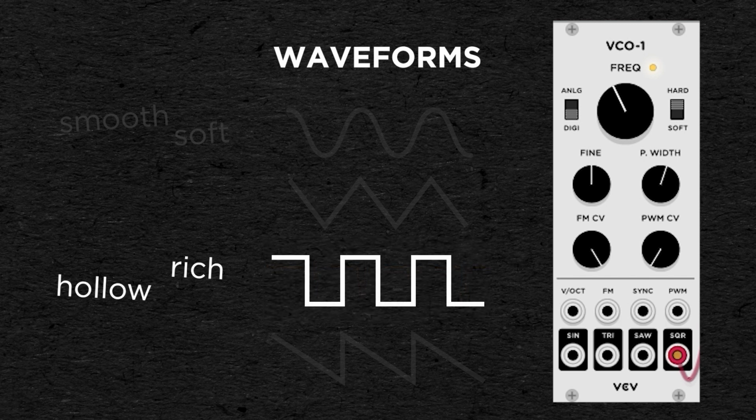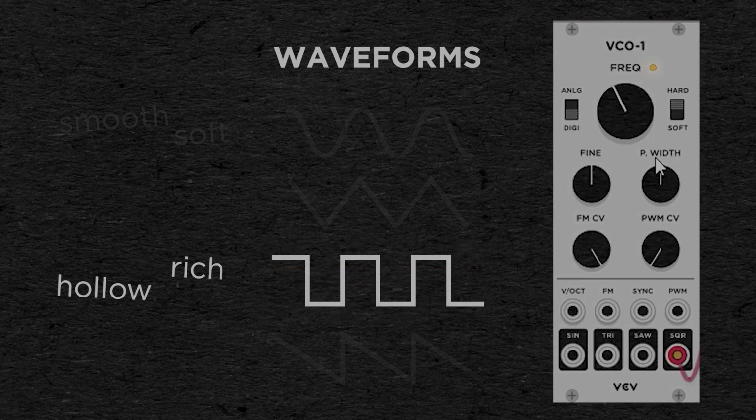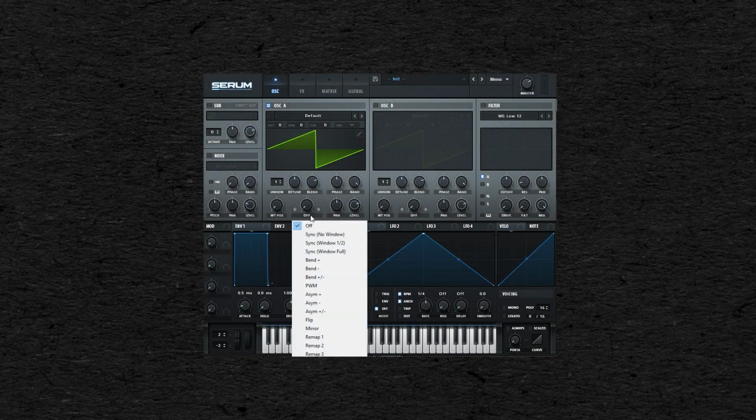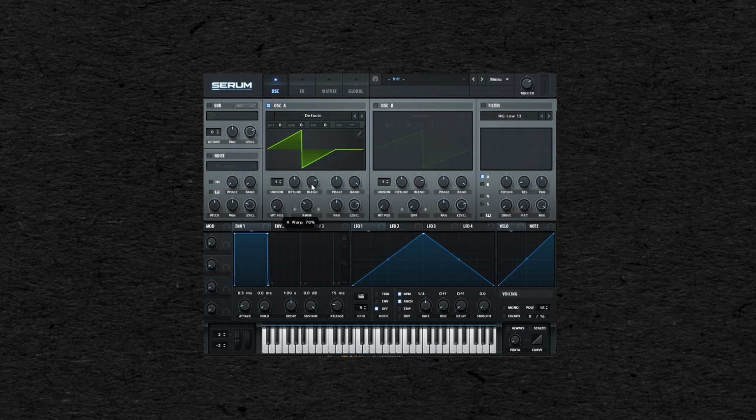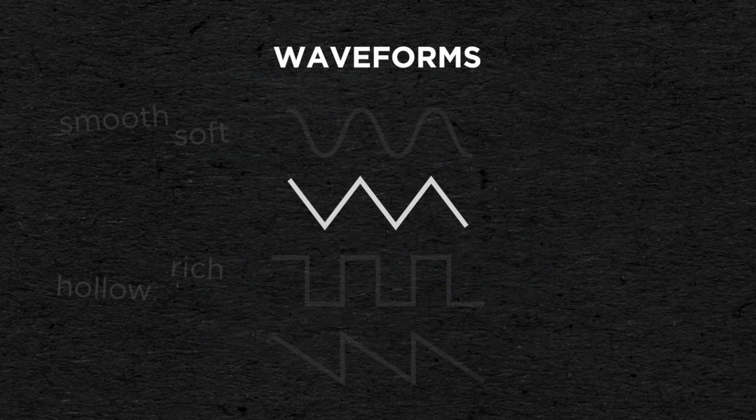Nowadays, you often have this pulse width parameter for other waveforms too. Like in Serum, you can find it here where it says PWM for pulse width modulation. With all these morphing options, there are a lot to try already. The triangle wave is halfway between the sine and the square, both in softness and in harmonic content. It's pretty soft.